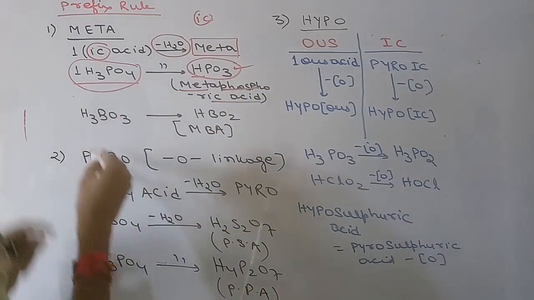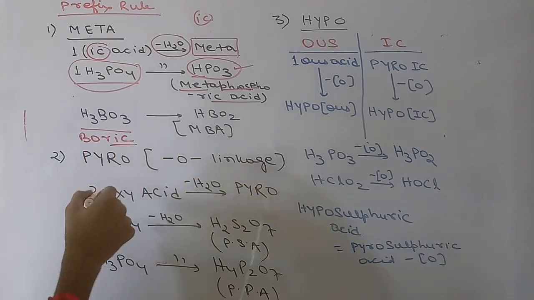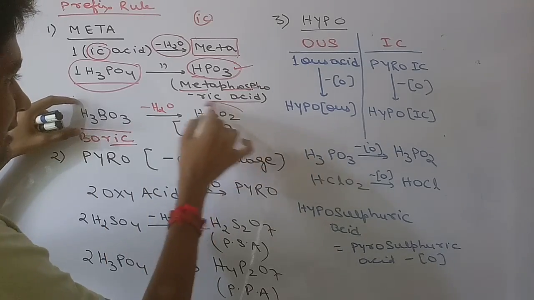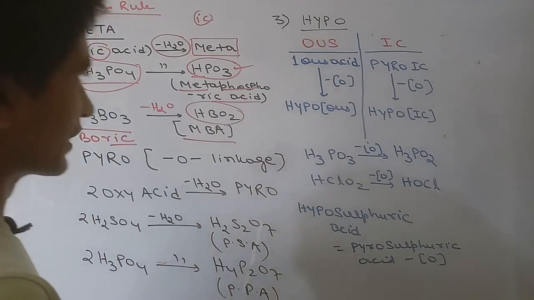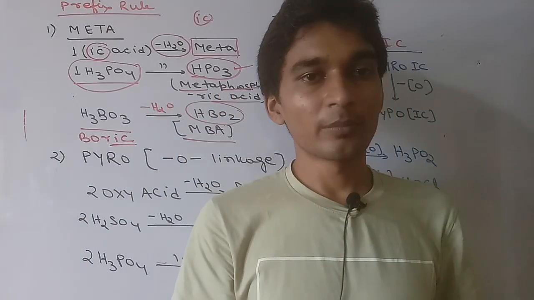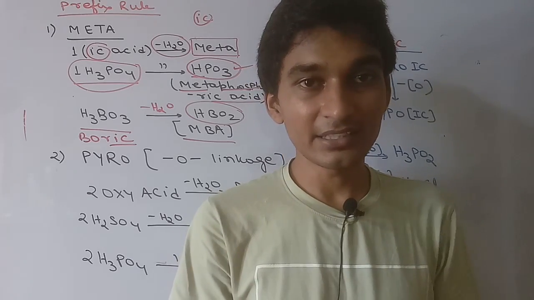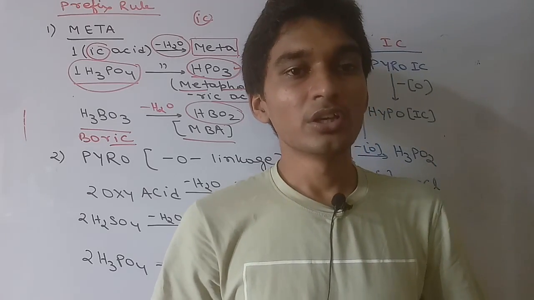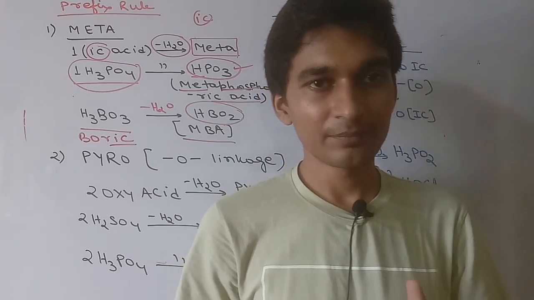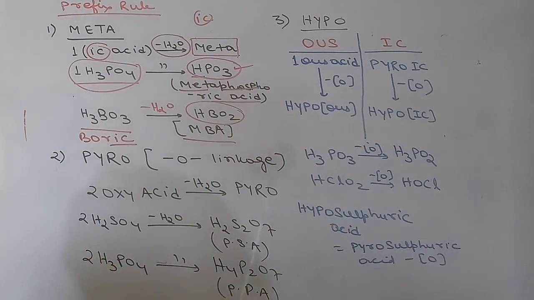Taking one more example, this is boric acid. What is the name of this acid? Boric, where ic is used again. If you subtract 1 molecule of H2O, then the remaining HBO2 is known as metaboric acid. So again I am telling you, you use meta when 1 molecule of H2O is subtracted from any ic acid; then for the remaining molecule you use the meta prefix before writing its name. Clear? Concept clear?